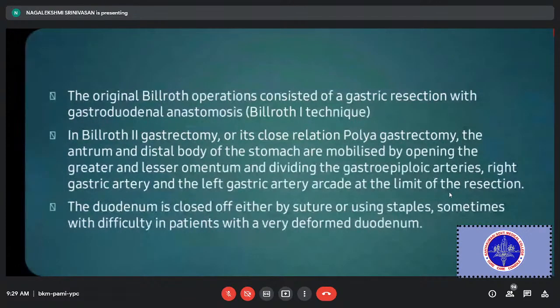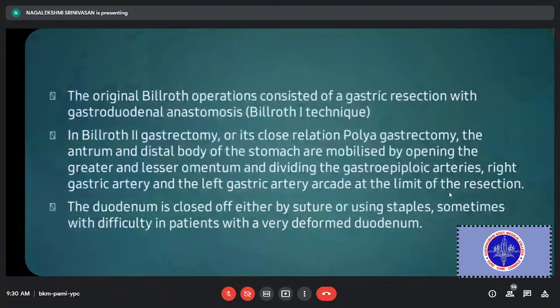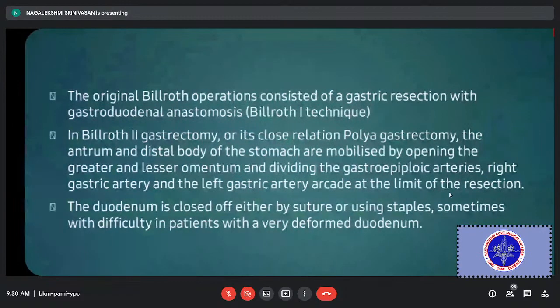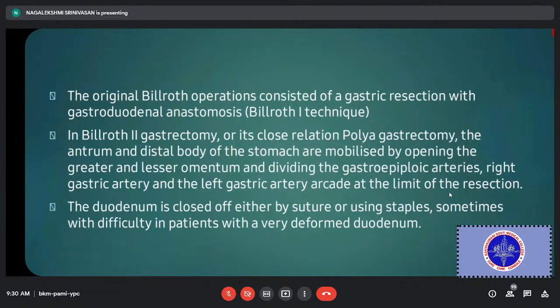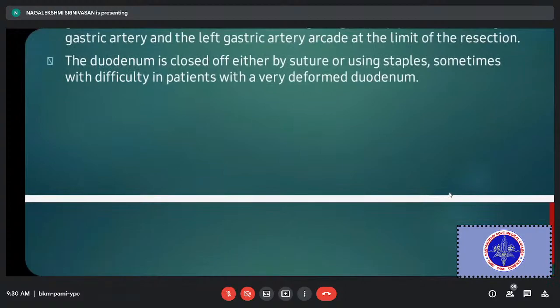The antrum and the distal portion of the stomach are mobilized by opening the greater and lesser omentum, dividing the gastroepiploic arteries, and the right gastric artery and the left gastric artery are at the limit of resection. The duodenum is closed off either by suture or using a stapler. Sometimes mobilization of the duodenum will be difficult, so we will be performing gastrojejunostomy. That is the better operation.